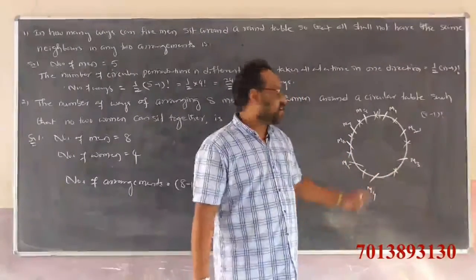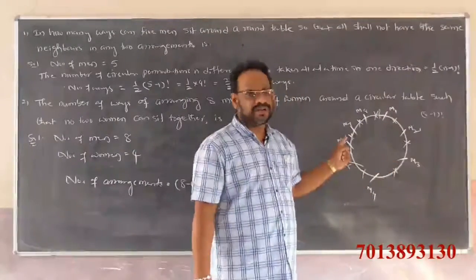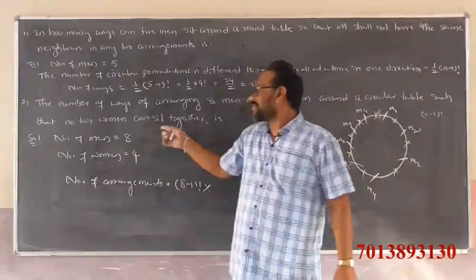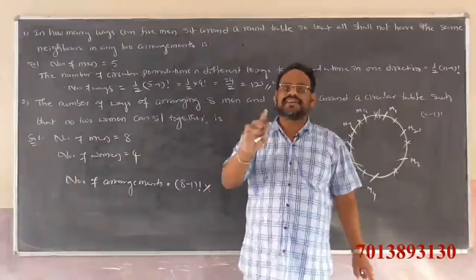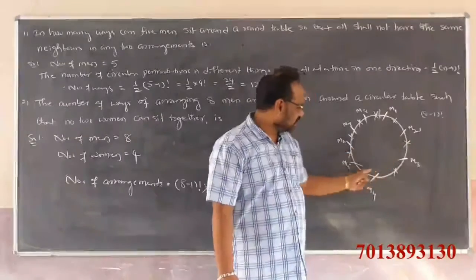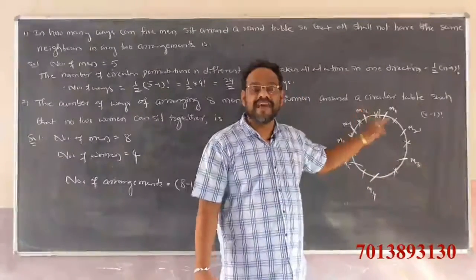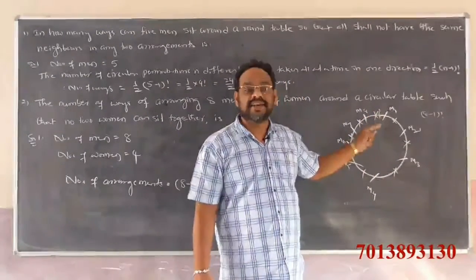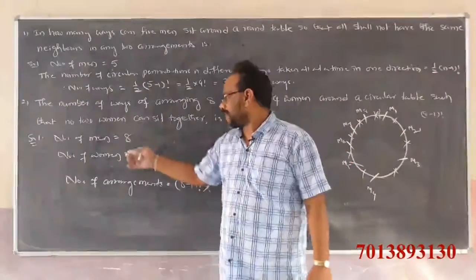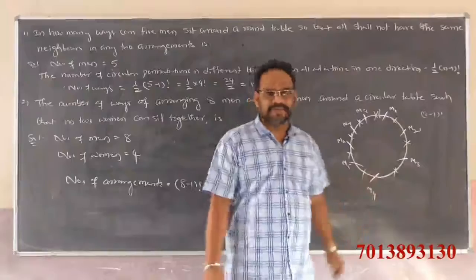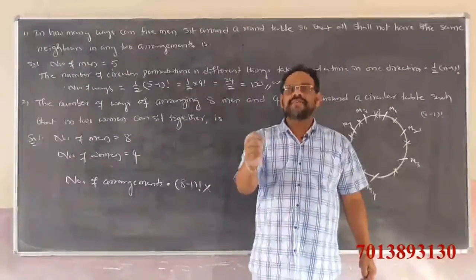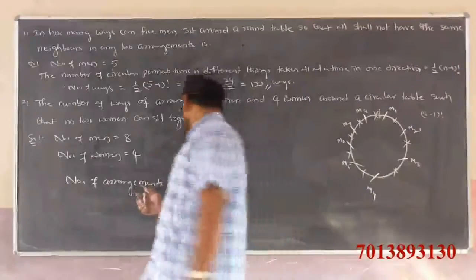So women can sit in these gaps only. Why? Because they gave one condition: no two women can sit together. So how many ways can four women sit in 8 gaps? We already know that formula, that is 8 NPR, that is 8P4.